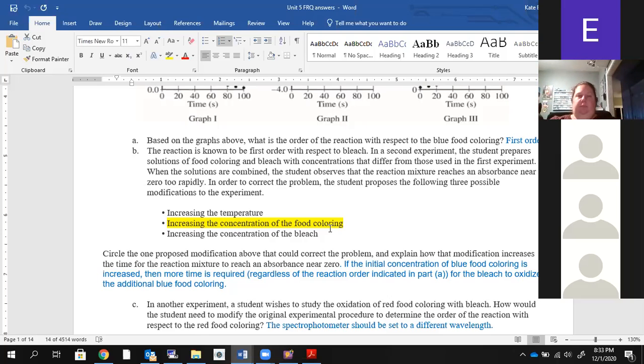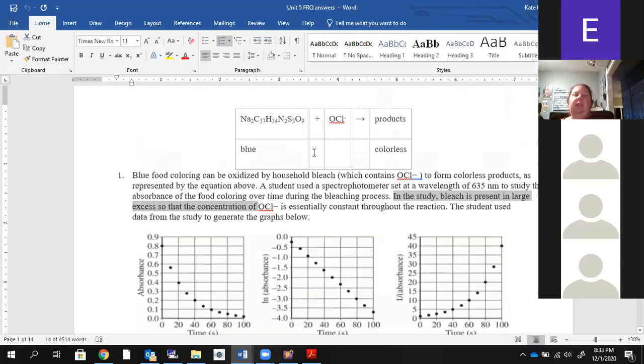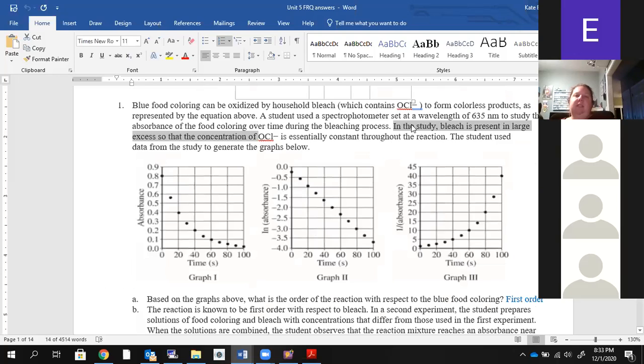Okay. Because if you increase the concentration of the bleach, that would still also increase the rate, wouldn't it? Technically it would, except up in the beginning above the graphs, it says the bleach is present in a large excess so that the concentration of that OCl minus is essentially constant throughout the reaction. So we have so much bleach in there that adding more in isn't really going to change anything. Okay. It's so concentrated that adding more in isn't going to effectively change the concentration. Thank you. Yep.